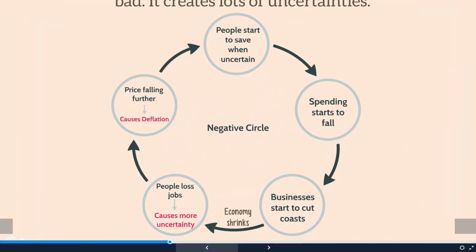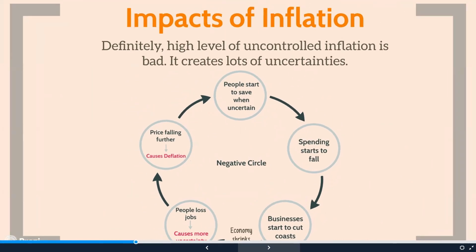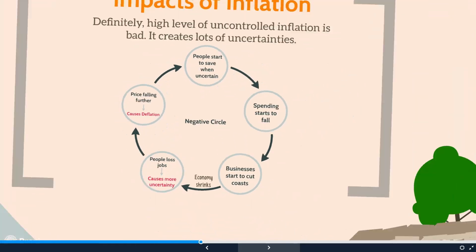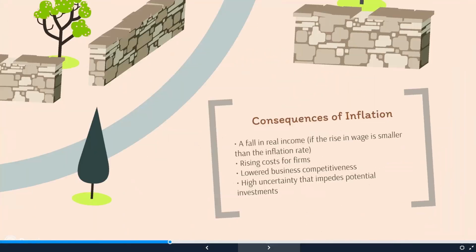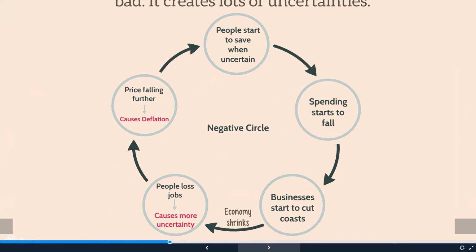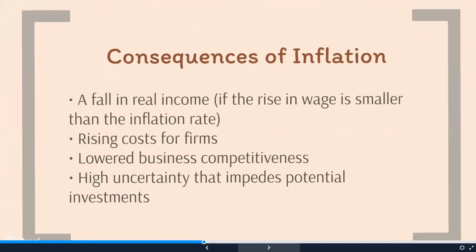So it's a negative circle here. Definitely a high level of uncontrolled inflation is bad. It causes lots of uncertainties. So the circle here: people start to save when uncertain, spending starts to fall, businesses start to cut costs, the economy shrinks, people lose jobs, which causes more uncertainty, and prices falling further causes deflation. So it's a negative circle here.